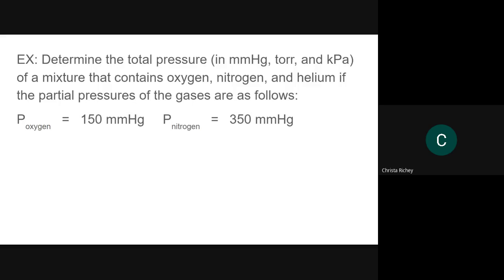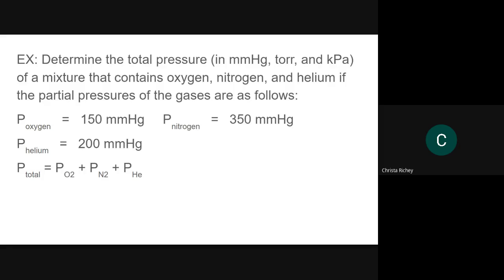So I know my partial pressure, which is what the P is, of oxygen gas. You could do O2 instead of writing out oxygen. That's fine. Its pressure is 150 millimeters of mercury. I've got nitrogen. Its portion of the total is 350 millimeters of mercury. And I've got helium. Its portion is 200 millimeters of mercury. I only calculated it for millimeters of mercury. I'll convert them on the board. I didn't put them on the slide, so I'll have to talk through it.